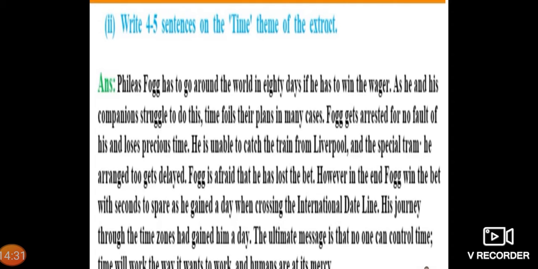Fogg is afraid that he had lost the bet. However, in the end, Fogg wins the bet, with seconds to spare, as he gained a day when crossing the international date line. His journey through the time zones had gained him a day. The ultimate message is that no one can control time. Time will work the way it wants to work, and humans are at its mercy.